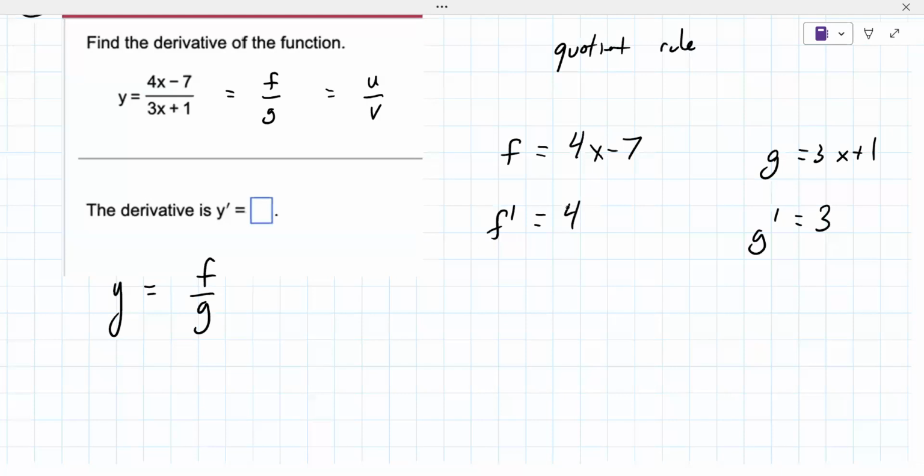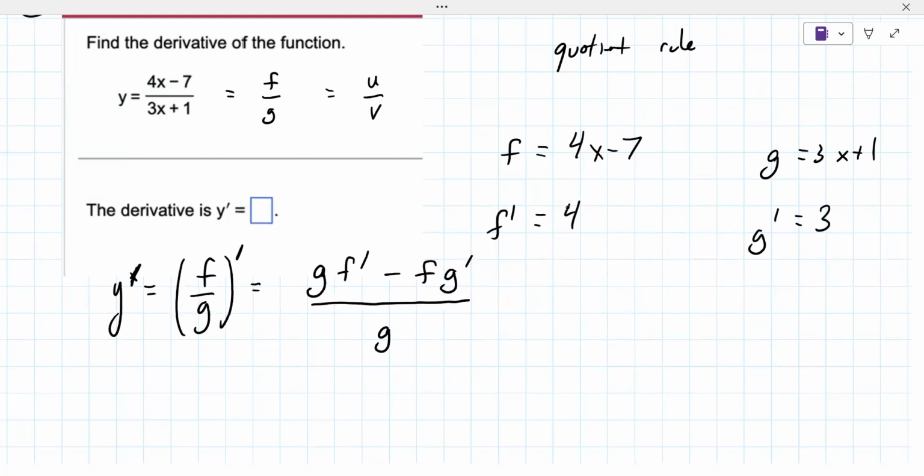So now y is really F over G. When you take a derivative of them both, this is what's called the quotient rule. You're going to hear me say this in words, not formulas, but it's the bottom times the derivative of the top minus the top times the derivative of the bottom over the bottom squared.